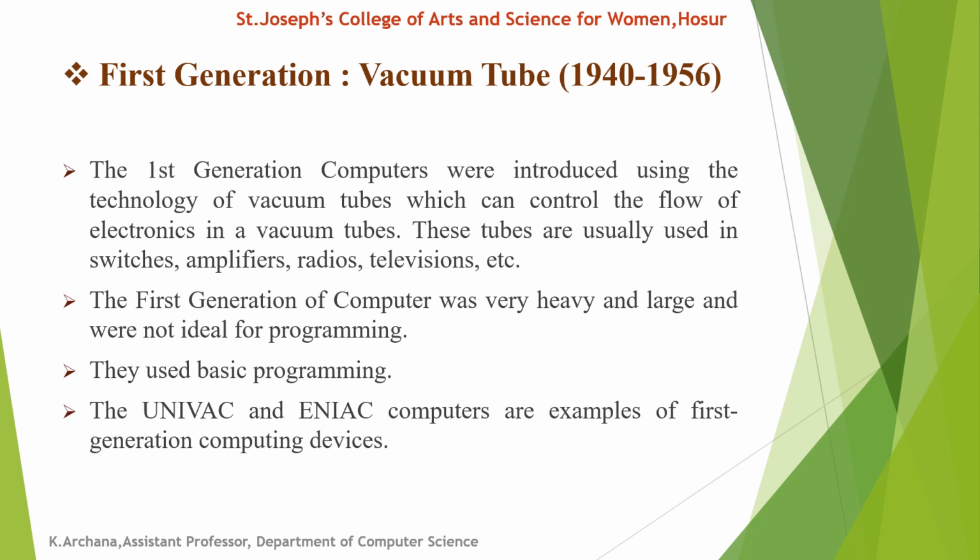First generation, vacuum tubes, 1942 to 1956. The first generation computers were introduced using the technology of vacuum tubes, which can control the flow of electrons in a vacuum. These tubes are usually used in switches, amplifiers, radios, televisions, etc. The first generation of computers was very heavy and large and not ideal for programming. They used basic programming. The UNIVAC and ENIAC computers are examples of first generation computing devices.